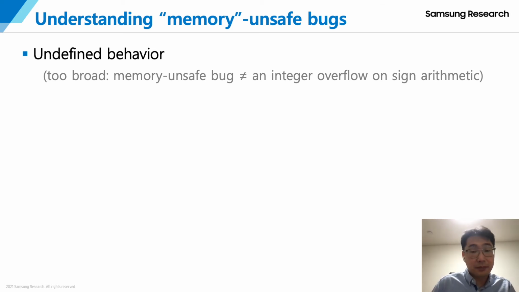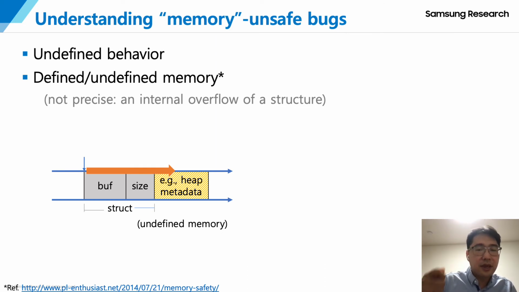There have been a lot of attempts to understand memory safety in the past. The simplest way is to consider all the memory safety bugs as a result of undefined behavior. But unfortunately, this idea is rather too broad to highlight the characteristics of memory safety bugs. For example, an overflow in signed arithmetic is undefined behavior, yet mostly benign in terms of exploitation. Another interesting idea is to consider memory unsafety as the feasibility to access an undefined region of memory, such as a return address on the stack or heap metadata. Unfortunately, it is not precise enough to include the internal overflow of a data structure. For example, as shown in the slide, an overflow of the buffer in the struct can overflow into the size parameter of the same struct, not limited to an undefined region of memory.